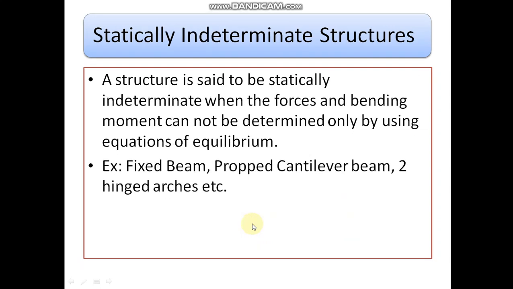determinate structure. What do you mean by statically indeterminate structure? Any structure which cannot be analyzed by using conditions of equilibrium alone is called a statically indeterminate structure. For example, a fixed beam: the number of reactions is 3 plus 3, which is 6, and the number of equations of equilibrium available is 3, so 6 minus 3 equals 3. So it is statically indeterminate, and the degree of indeterminacy is 3 in the case of a fixed beam. Similarly, a propped cantilever beam is statically indeterminate to degree 1, then a 2-hinged arch.